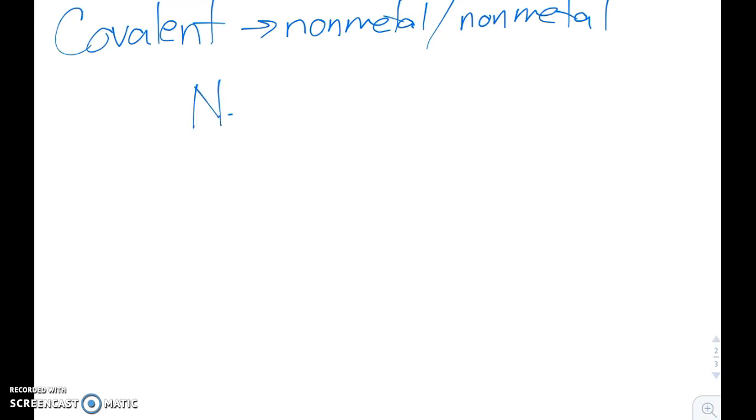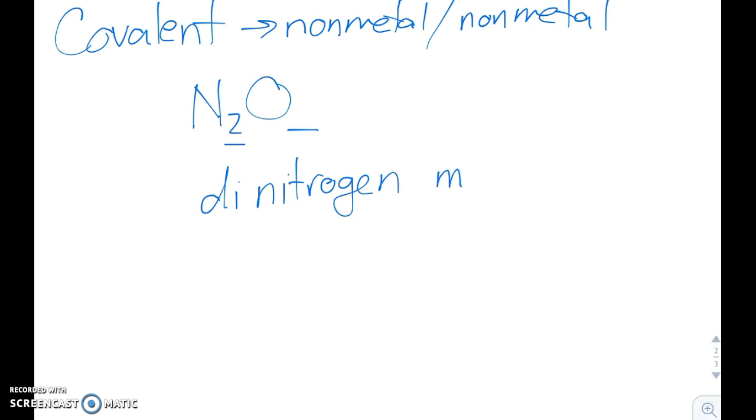So if I see something like this, N2O, I would first check, okay, nitrogen's not a metal, oxygen's not a metal, okay, I could use prefixes. And I would look at it, okay, well, there's 2 nitrogens. The prefix for 2 is di, and then I put nitrogen. Dinitrogen tells me 2 nitrogens. And then there's only 1 oxygen here, right? Again, we don't put the 1, it's implied. The prefix for 1 is mono, but with monoxide, they kind of blend the O's together, so it's just monoxide. Dinitrogen monoxide.